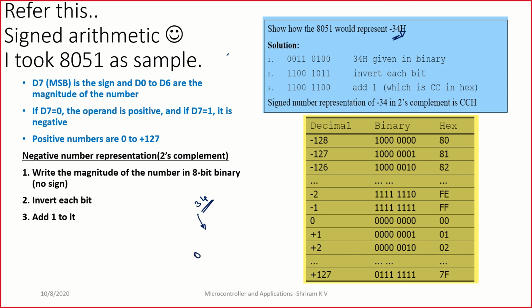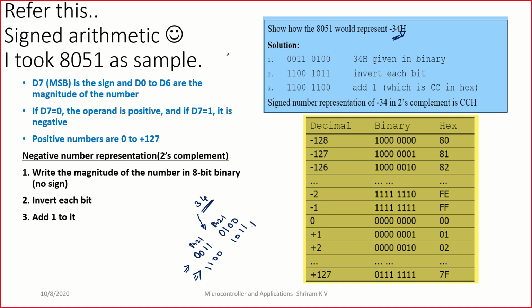Very simple. 3 is 0 0 1 1. 4 is 0 1 0 0. 8 4 2 1. 8 4 2 1. That's all right. Now what do we do? The first step is to invert all the bits, which means find the complement for all the bits. Let's find out. 1 1 0 1 0 0 1 1. It is complemented.